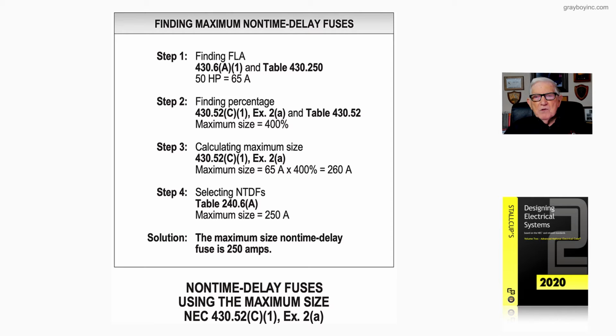We find the percentages in step 2 by referencing 430.52C1 and looking at exception 2B or 2, table 430.52, and the minimum size is 225%. And of course that is exception 2, looking at item 2. Now, step 3, 430.52C1, exception 2, item 2, we could use 225%.